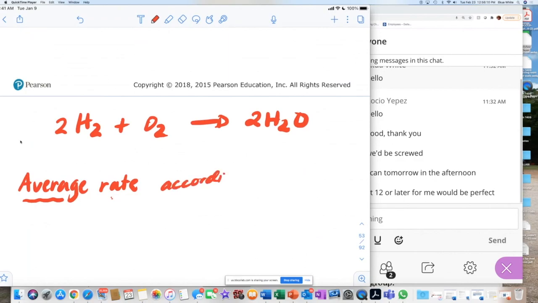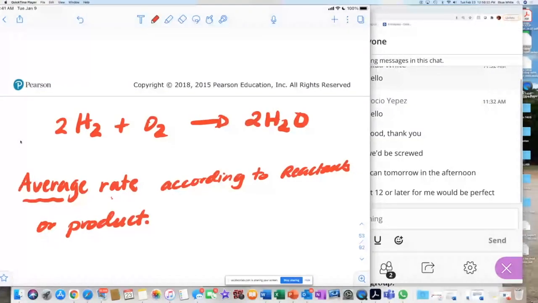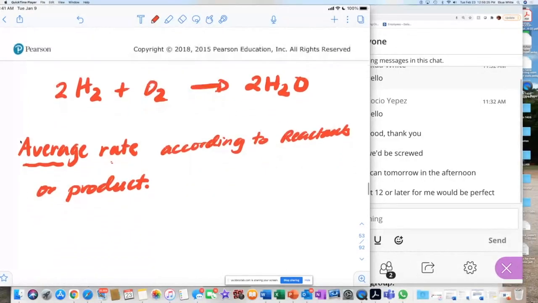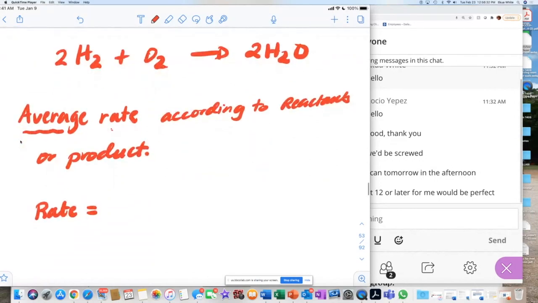according to reactants or products. So if they ask you to write the rate according to the reactant and product, and they didn't say rate law, then we are back to the beginning of the chapter where you would say the rate of the reaction. Remember, this is a general formula, right? It's going to be 1 over the coefficient from the balanced equation.